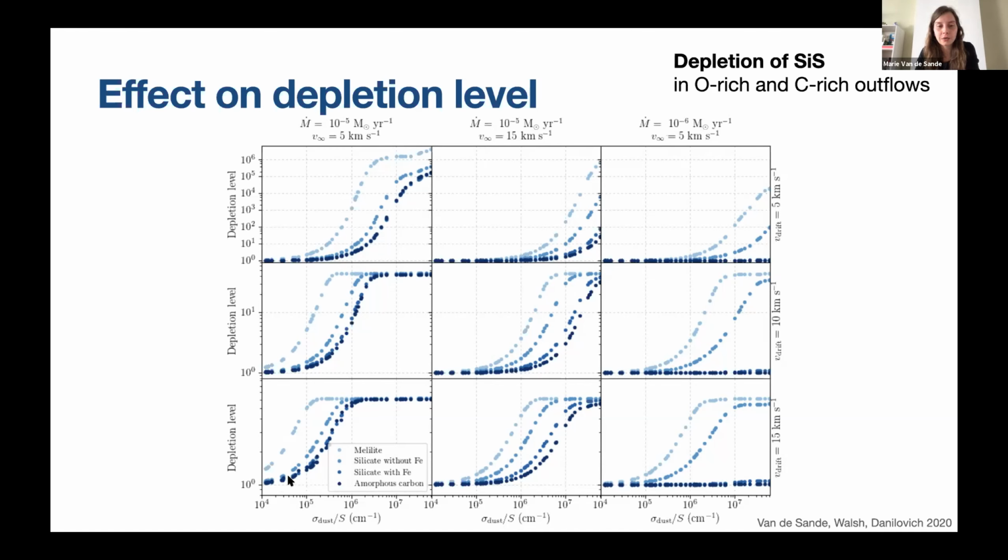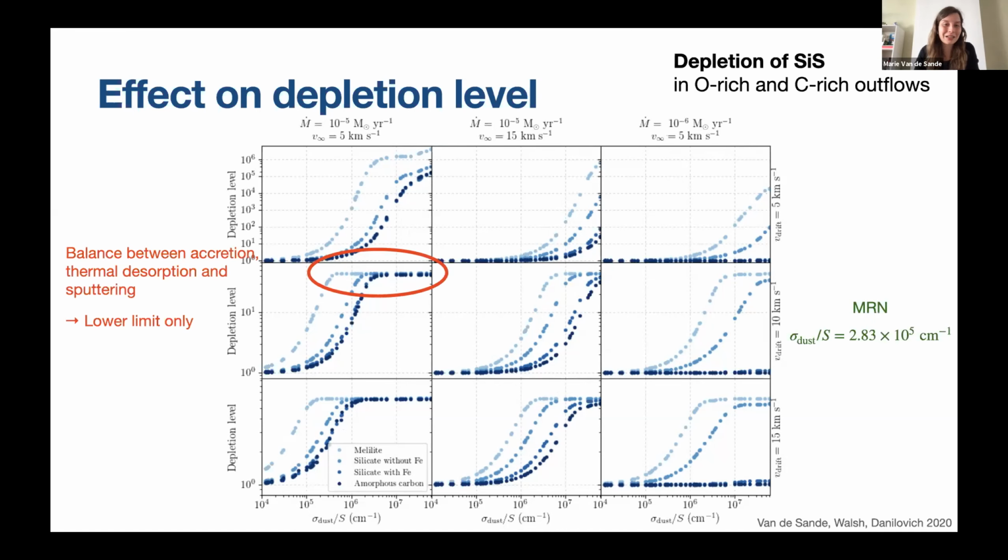And you can see that as we increase in cross-section, the depletion also increases. It flattens off after a certain point. This is because of a balance between accretion, thermal desorption, and sputtering. So if we were to retrieve such a depletion level from observations, we can only say something about the lower limit of the average cross-section of the dust.